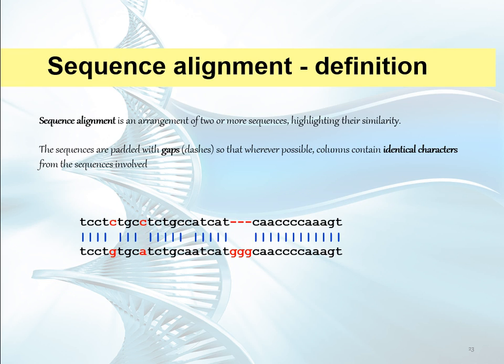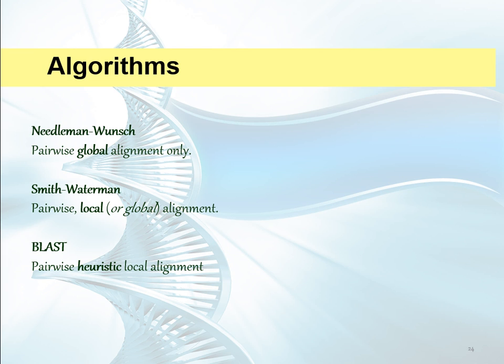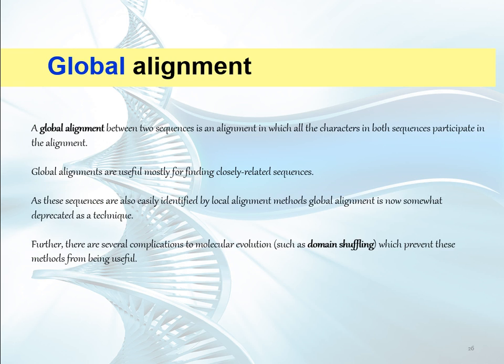So sequence alignment is the arrangement of two or more sequences highlighting their similarity. The sequences are padded with gaps, that is dashes. This is the gap, so that wherever possible columns contain identical characters from the sequences involved. Understood? So there are some algorithms for alignment. Needleman-Wunsch algorithm is pairwise global alignment only. It does only this. Smith-Waterman does pairwise local or global alignment, it can do both. BLAST means Basic Local Alignment Search Tool, that is pairwise heuristic local alignment.